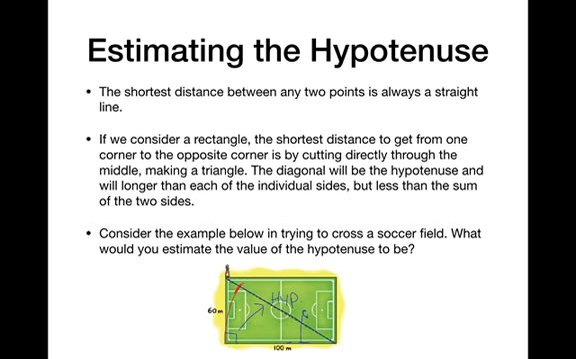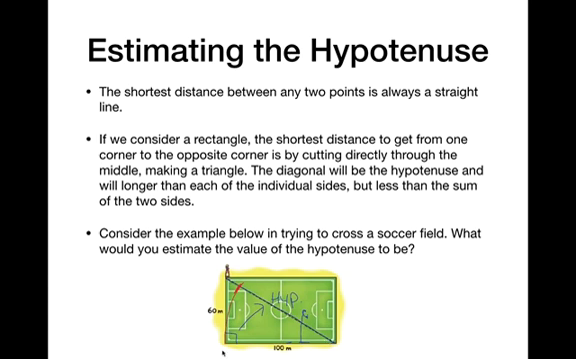So if you consider a rectangle, the shortest distance to get from one corner to the opposite corner is cutting straight through the middle, and that creates a triangle. You can see that in this diagram down here. You can consider this a soccer field, and if you were standing at this corner of the field and you wanted to get to this corner of the field, the shortest possible way to do that is to cut directly across the field.